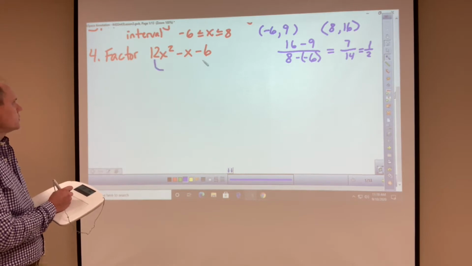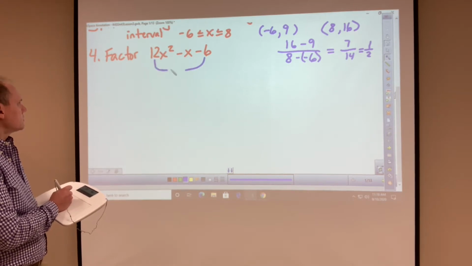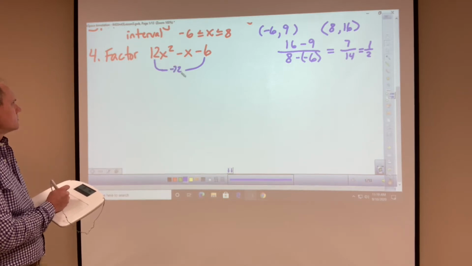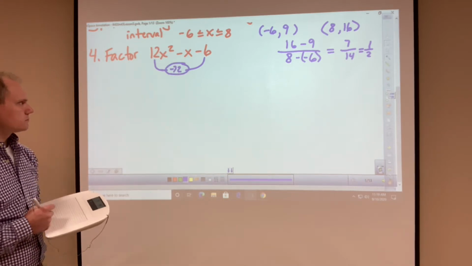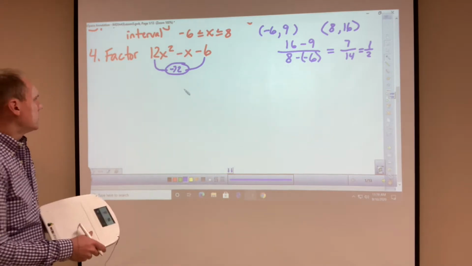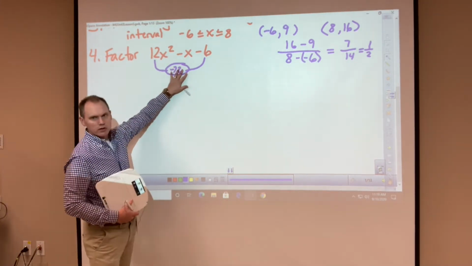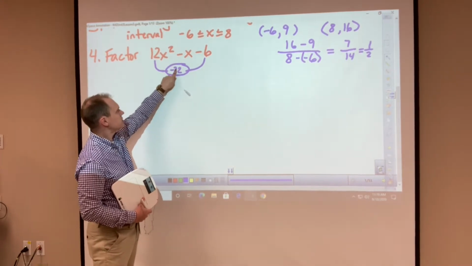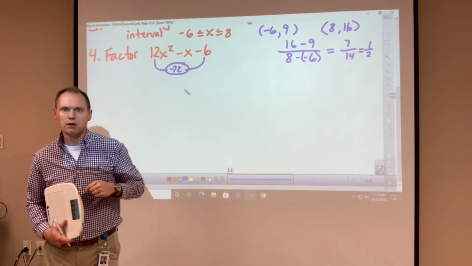is to multiply a times c. So it's going to be negative 72. And this is our new value that we're trying to multiply to get. So we're trying to think of two numbers that multiply to give us negative 72, that add to give us negative 1.